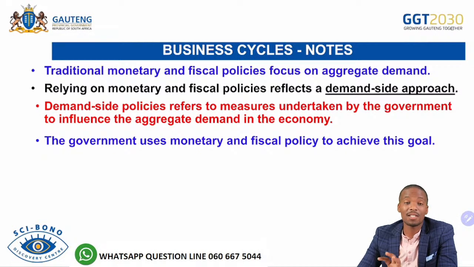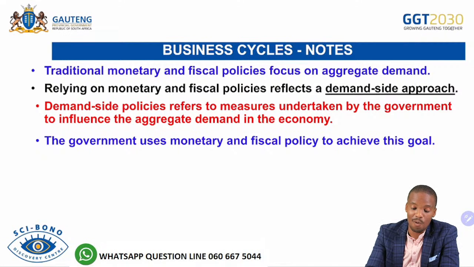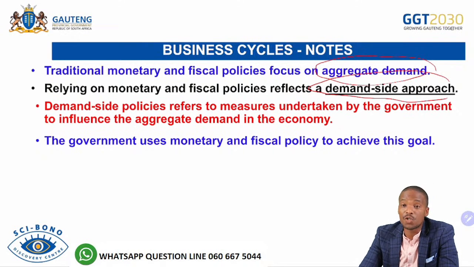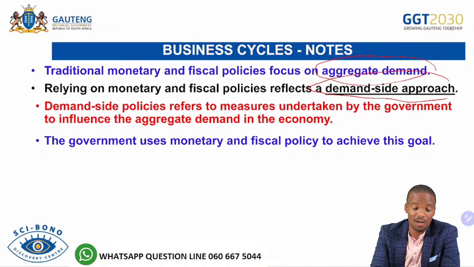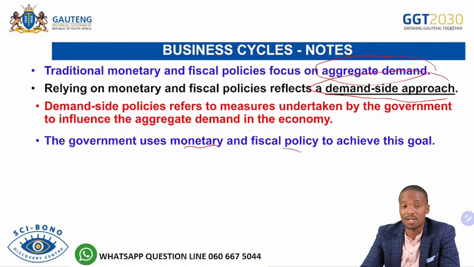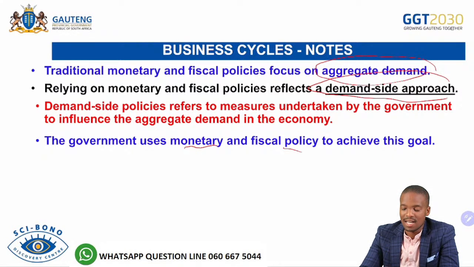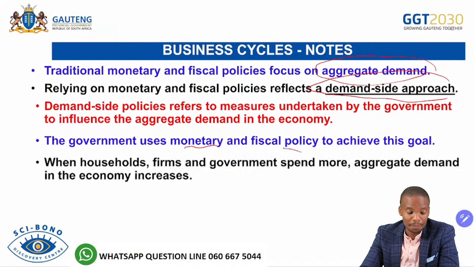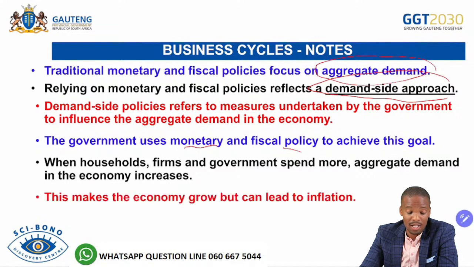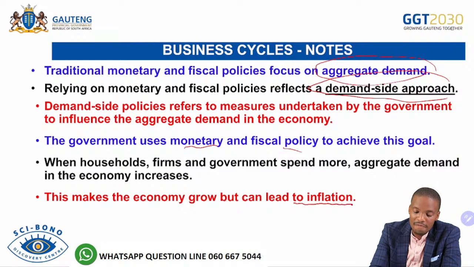That is why we're saying this fiscal policy and the monetary policy, they are focused on aggregate demand. That is why we call them the demand side approach. And then for government to achieve that, they'll have to use the monetary and the fiscal policy. But with the new economic paradigm, that is discouraged. We want to develop long-term sound policies that are relating to demand and supply. When households, firms, and governments spend more, aggregate demand in the economy increases. But that is a problem because that leads to inflation.